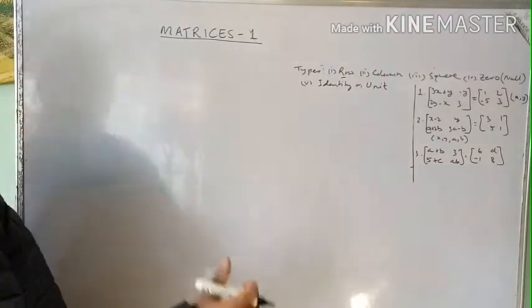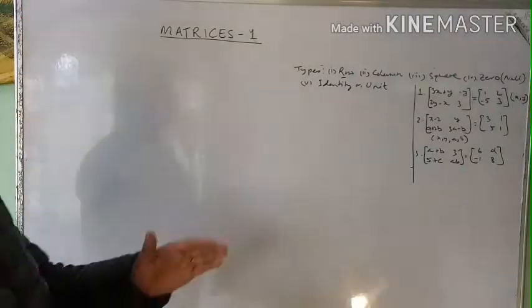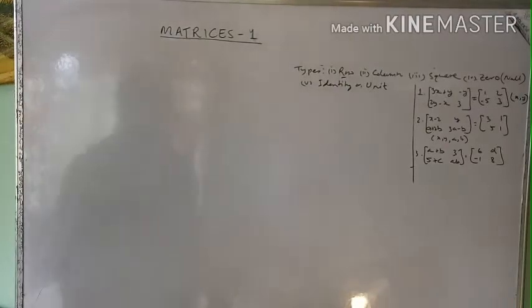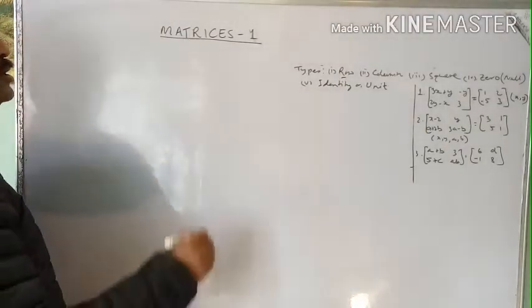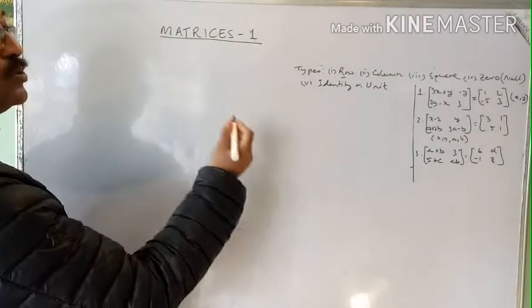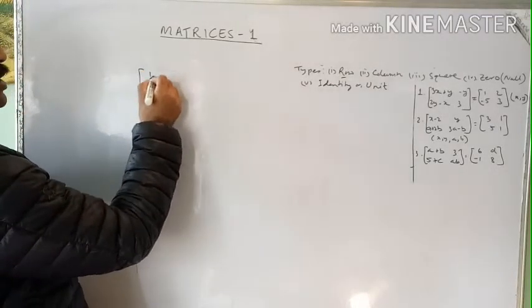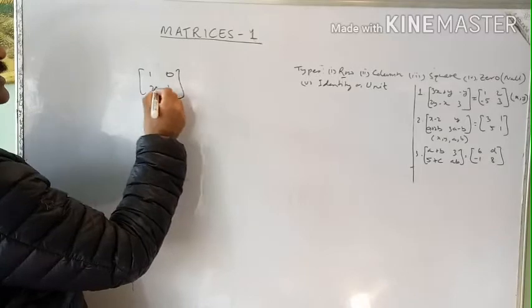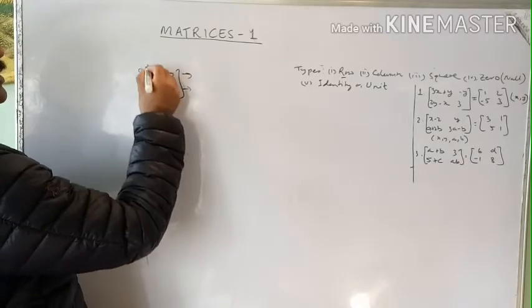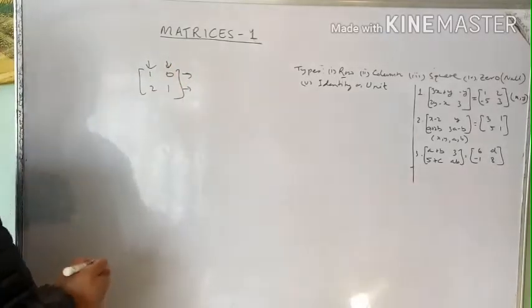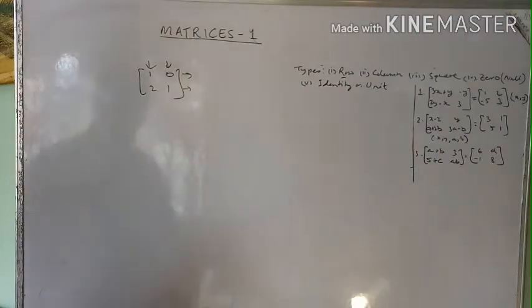Square meaning, you know, in a square the adjacent sides are always equal. Length is equal to breadth. So if number of rows and columns are equal, then it's called a square matrix. For example, here 1, 0, 2, 1. It has 2 rows and it has 2 columns. So square matrix is 2 by 2.